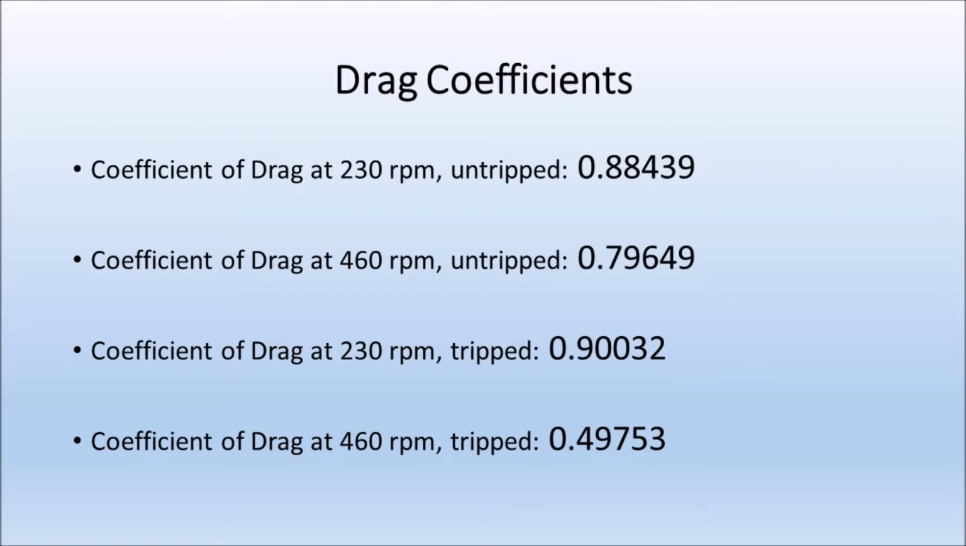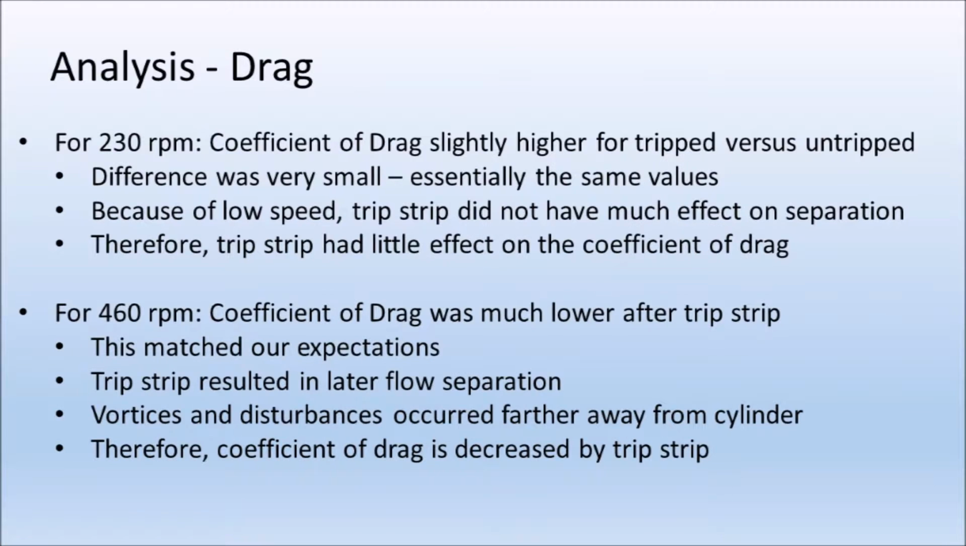At 460 RPM flow over the untripped cylinder, we obtained a coefficient of drag of 0.79649. This just about met our expectations as well because the flow was faster, causing a more turbulent boundary layer than before and causing the flow to separate later than at 230 RPM.